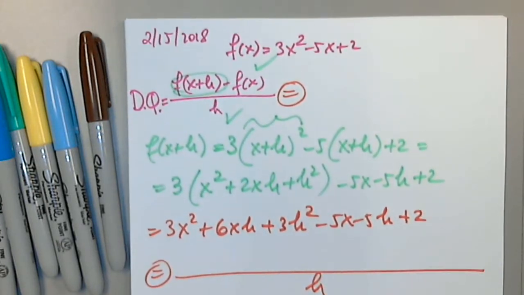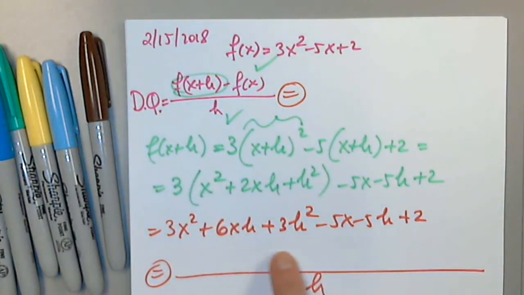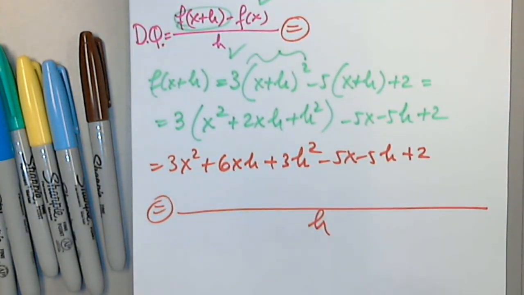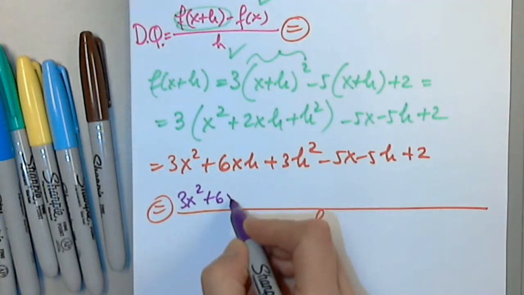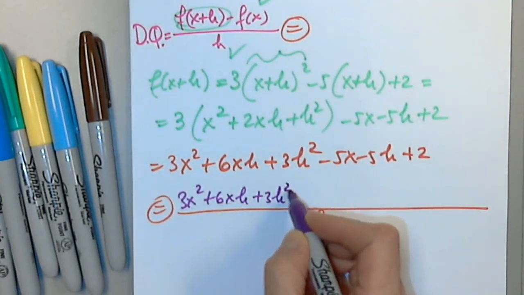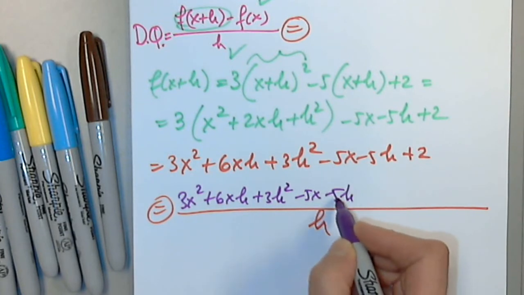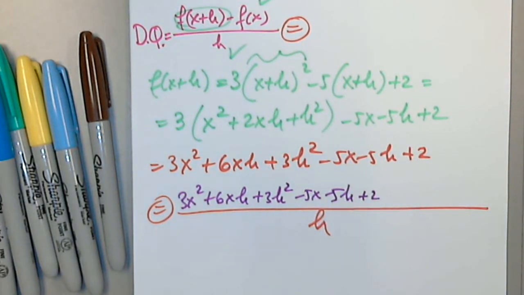This is one piece. This one, I already have it right here. It cannot be simplified in any way, shape, or form. So then this is 3x squared plus 6xh plus 3h squared minus 5x minus 5h plus 2. Ryan, is this okay so far? Yeah. Please chime in. If you have questions, stop me, okay?